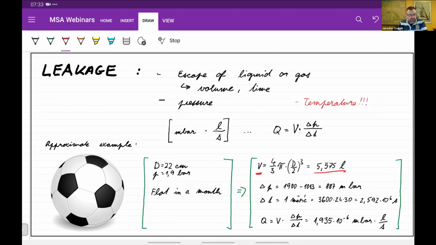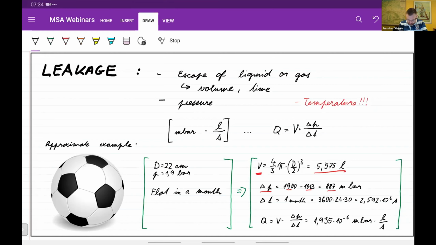The pressure difference between the full ball and a flat ball is the difference between what it was in the beginning and a standard atmosphere, which is about 900 millibars, the difference. And one month is about 2.6 times 10 to the power of 6 seconds.